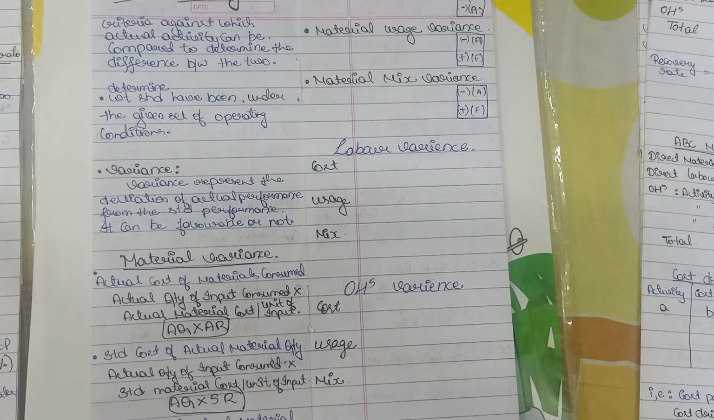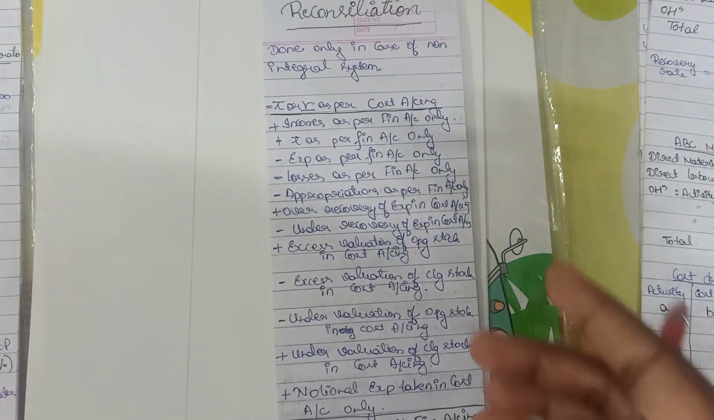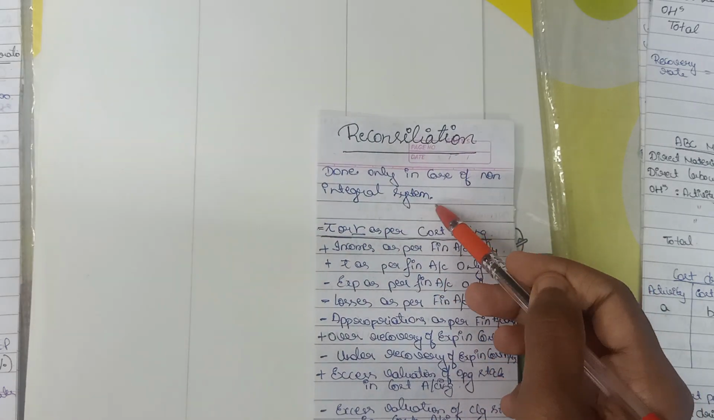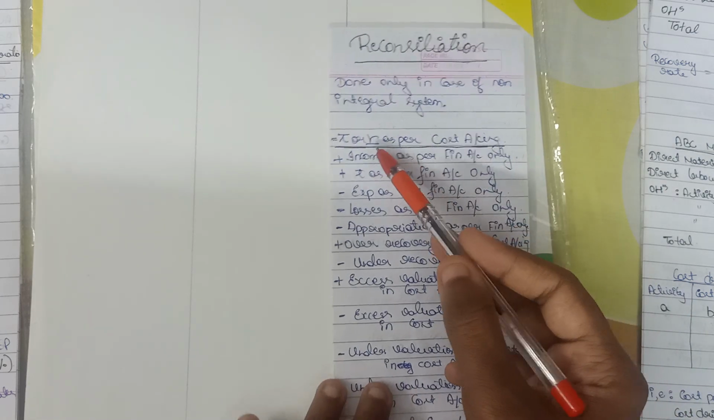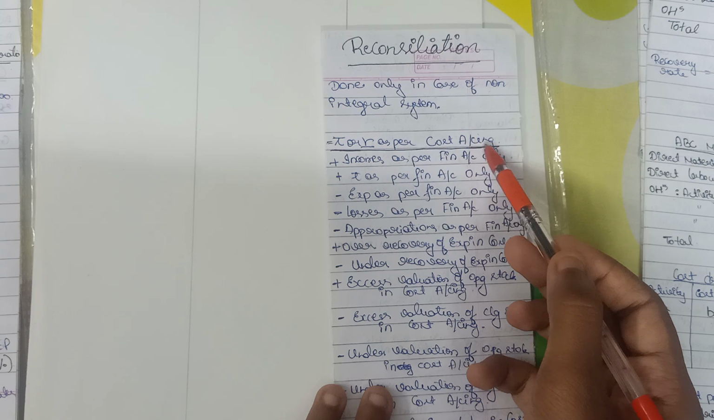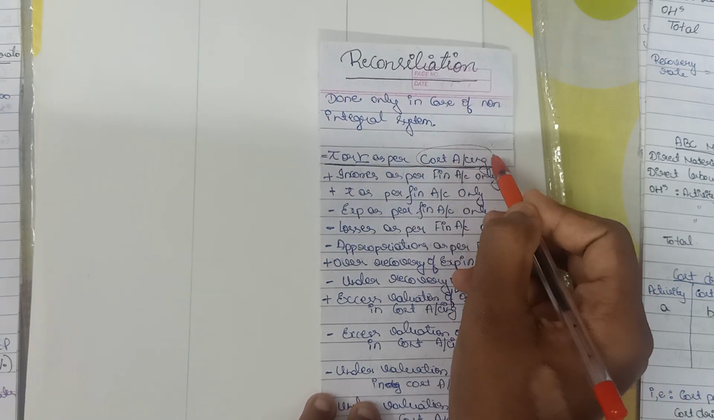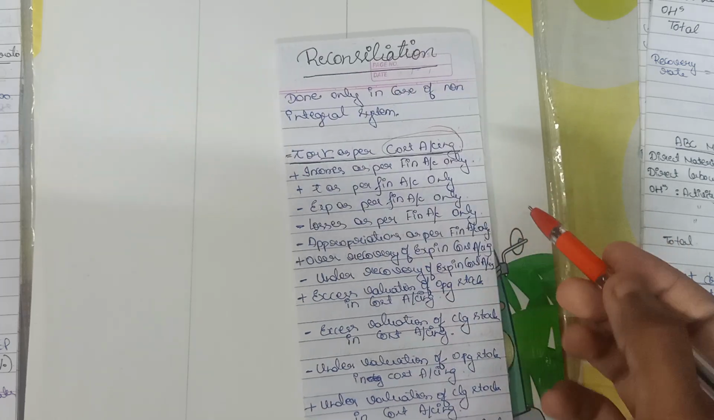Coming to our revision papers, now let's see about reconciliation, done only in case of non-integral system. In case of integral system, we will not be doing this. Profit or loss as per cost accounting. The most chance is cost accounting. In case of financial accounting, it will be changing.